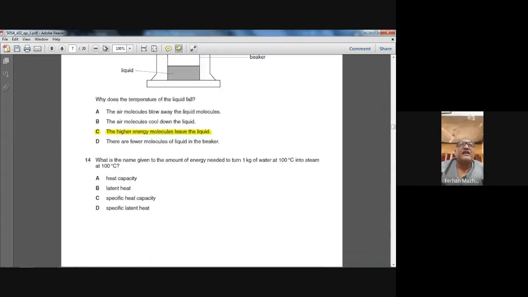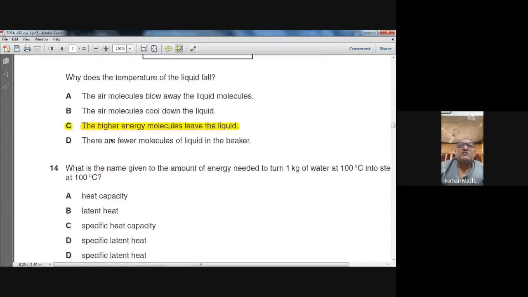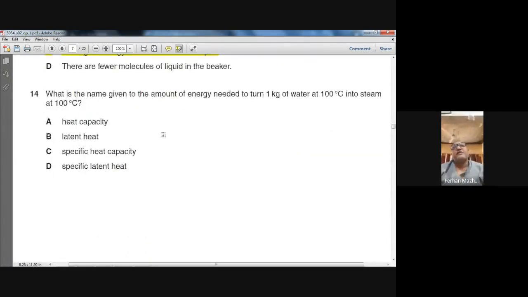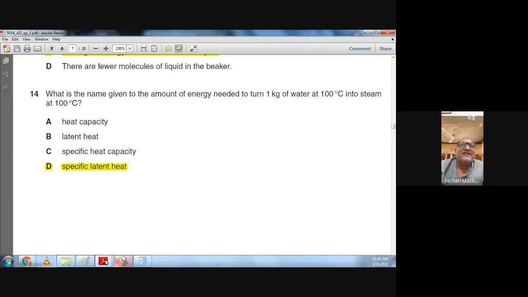Okay, so we are moving to the next question. What is the name given to the amount of energy needed to turn 1 kg of water at 100 degrees centigrade into steam at 100 degrees centigrade? Specific latent heat. Yes, this is the definition of the specific latent heat. Let's check question number 14. D is the right answer.